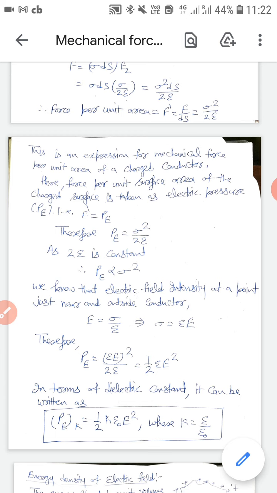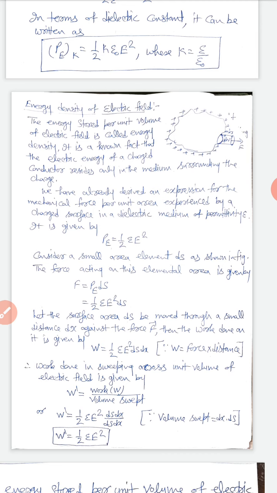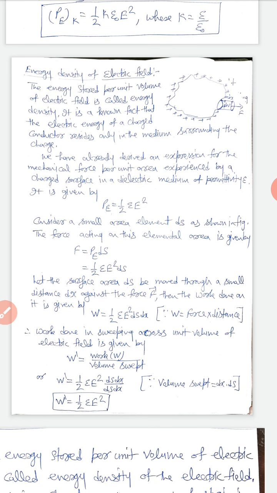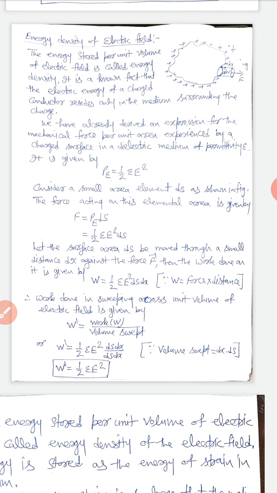Next, we'll move to another topic, the last topic of this first unit, which is the energy density of electric field. The energy stored per unit volume of the electric field is called energy density, and it is a known fact that the electric energy of a charged conductor resides only in the medium surrounding the charge.